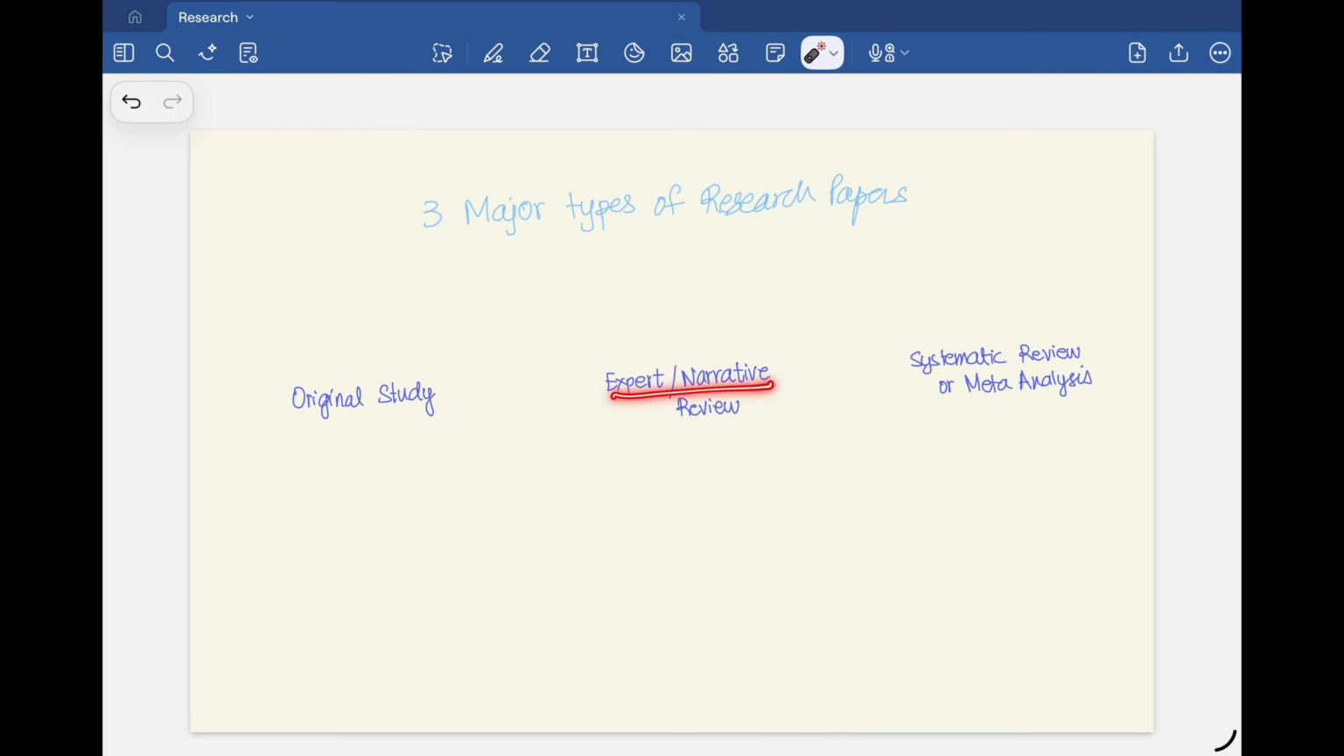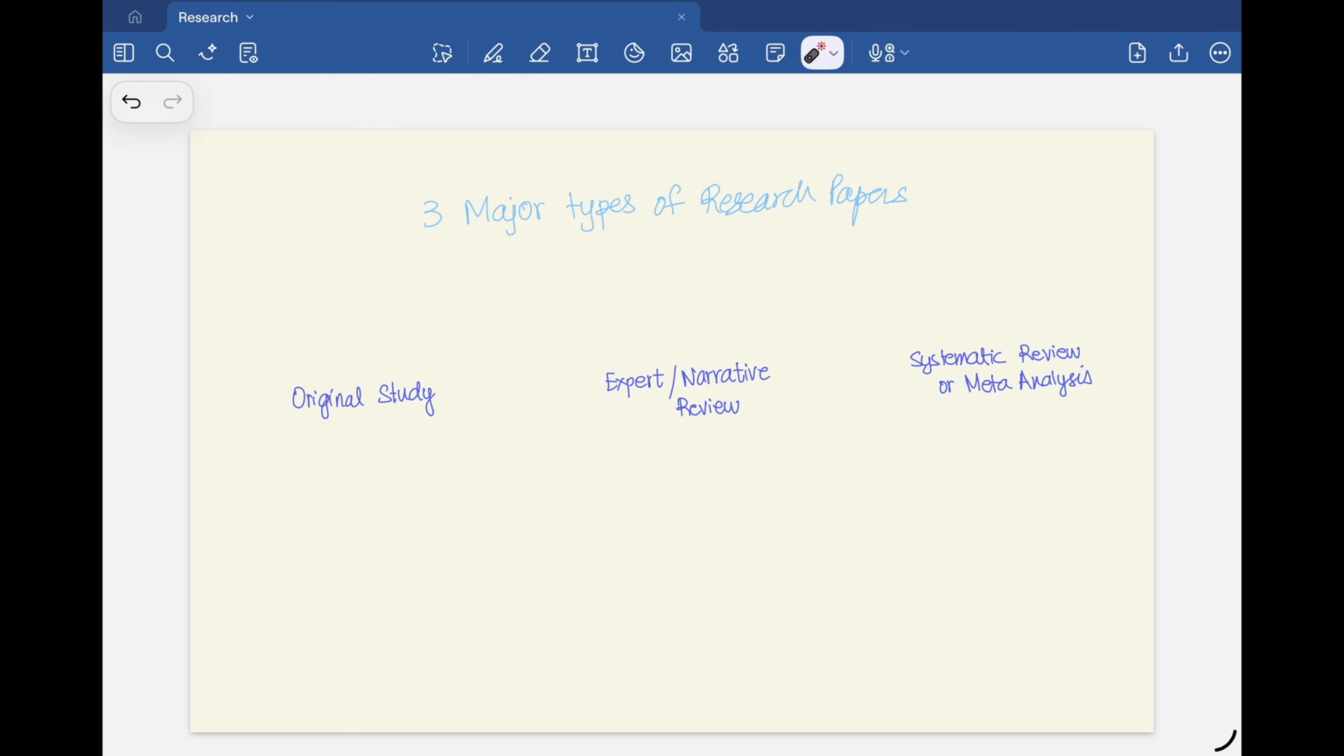As for the expert or the narrative review, this is basically an expert sitting down and writing about a topic or explaining a topic using existing research. So they have to know something about the topic in order to explain it, right? So they are just summarizing and discussing what we already know in the field. They're not synthesizing anything new.